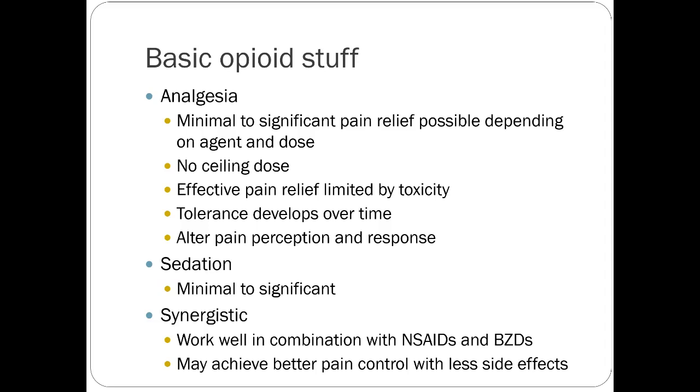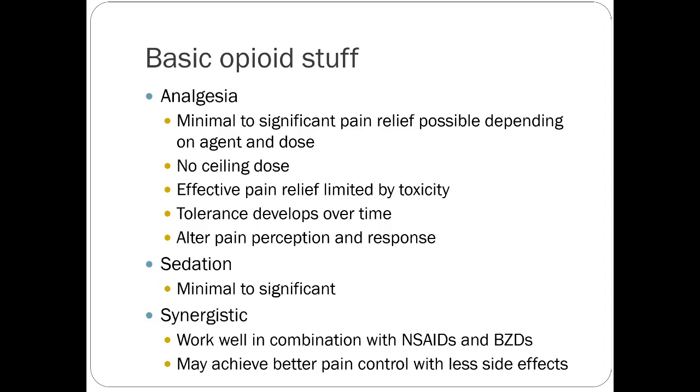Basic opioid stuff. Analgesia is going to be very minimal with some opioids. Some are almost worthless. Other ones are very, very potent. There's no ceiling dose for opioids. It's all about how the patient tolerates it, and as your body gets used to it, you're going to need more to get the same effect. So a chronic cancer patient who's been using opioids long term might be on fentanyl patch doses that would kill somebody who's opioid naive, and I'm not exaggerating.